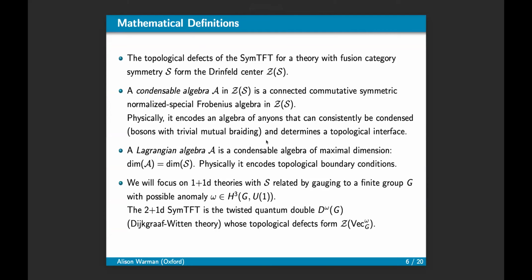Okay, since there are many mathematicians in the audience, I think it's nice to also give a few mathematical definitions and terminology. If we have our fusion category symmetry S, then the topological defects in the SymTFT form the Drinfeld center. A condensable algebra has this mathematical definition, and physically it means that it's an algebra of anyons that can consistently and mutually be condensed. And it's called Lagrangian if it's maximal and gives rise to a boundary condition. Now we will focus on 1 plus 1 theories whose symmetry is related by gauging to a finite group G with a possible anomaly cocycle.